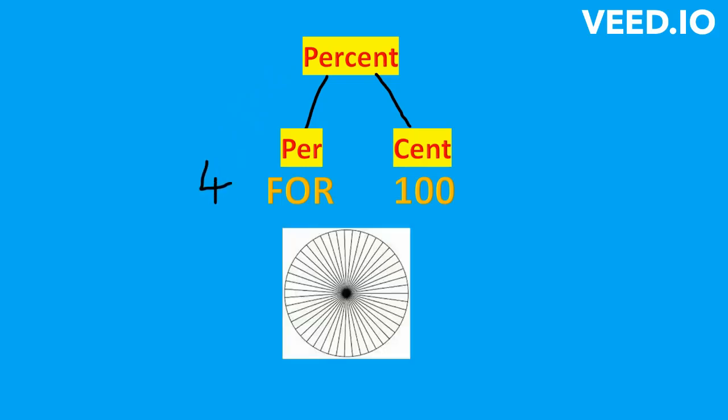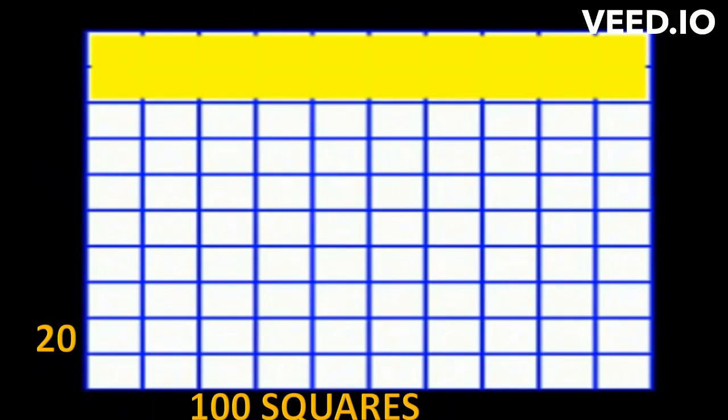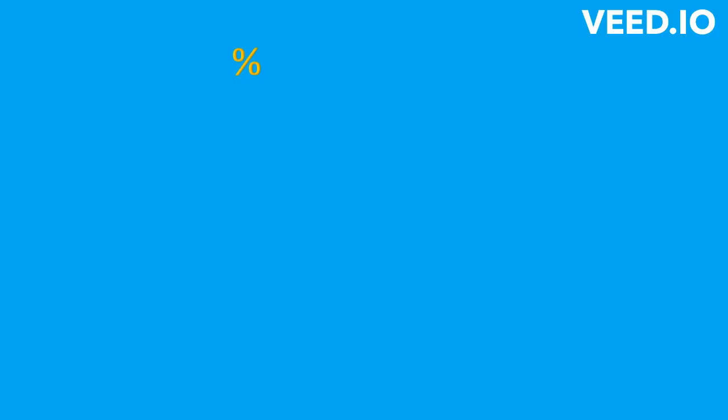Imagine I'm dividing a circle into 100 parts. When I say 4%, I am referring to only 4 parts of this circle. Suppose I have a big shape here consisting of 100 squares. Suppose I shade 20 squares. So this means 20% of this shape is shaded because we have 100 squares. So percentage means for 100.